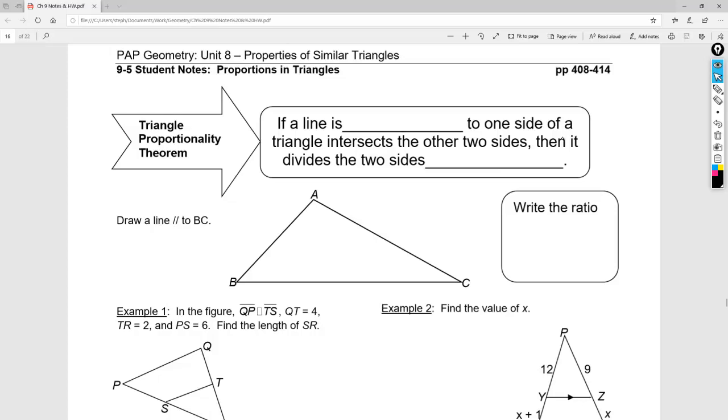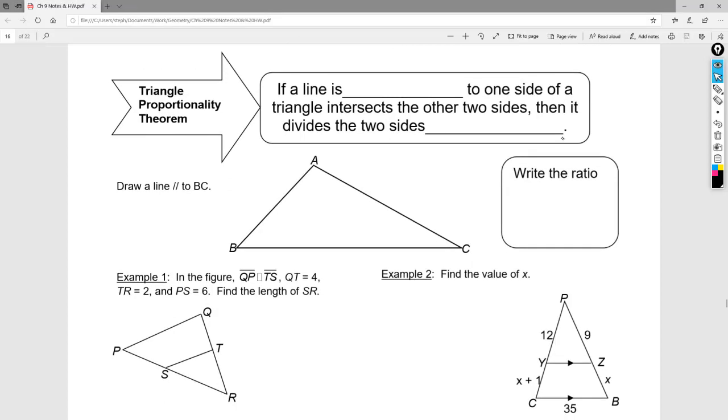Hi everyone, we are finishing our unit on similar triangles with some notes on proportions within triangles with parallel lines, and then a little bit more about parallel lines with a transversal. So first, a theorem. What we say is that if we have a line that is parallel to one side of a triangle and that line intersects the other two sides of my triangle, then it'll divide the two sides proportionally.